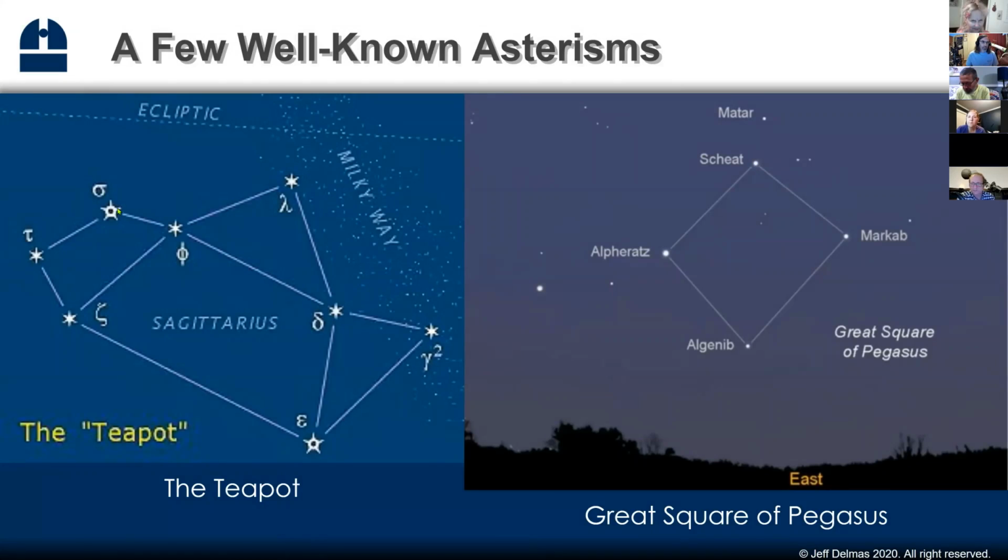Here's a couple more. The teapot of Sagittarius. Honestly, I simply equate the teapot with Sagittarius. As far as I'm concerned, that is Sagittarius. Likewise, the Great Square of Pegasus. It's called the Great Square because it is truly large. And Pegasus is one of the largest constellations, if not the largest. I frankly don't know if it is or not.